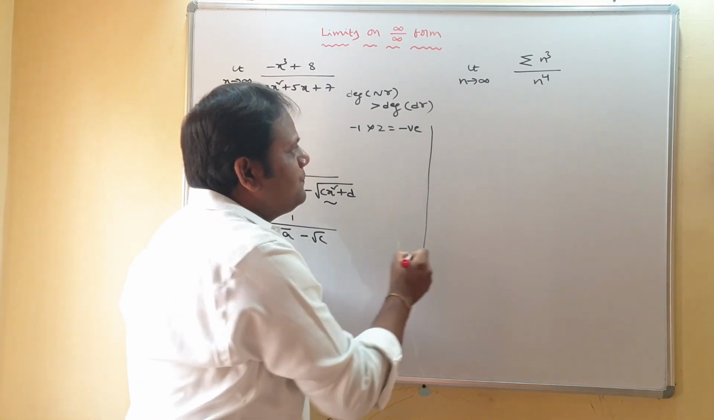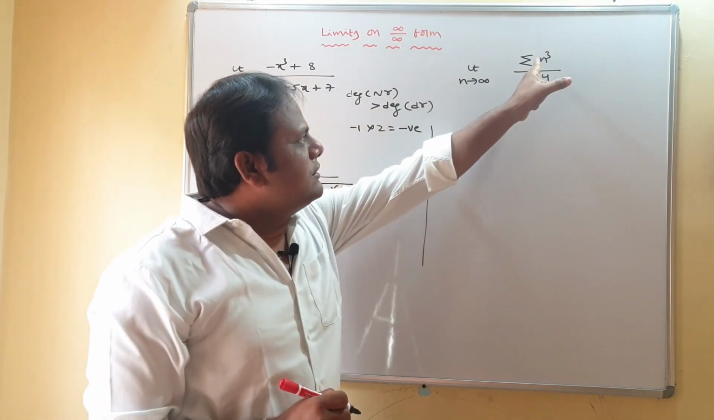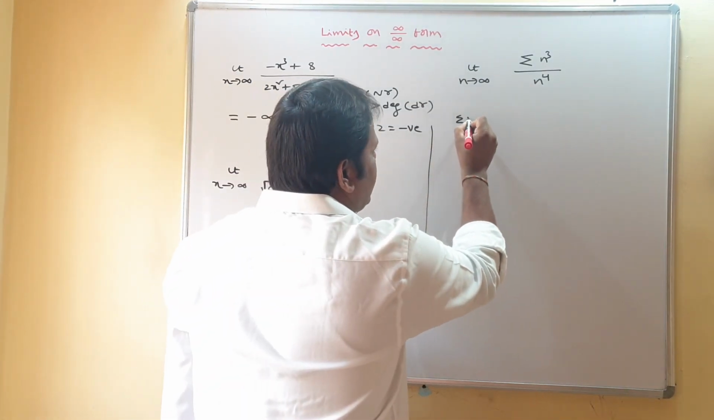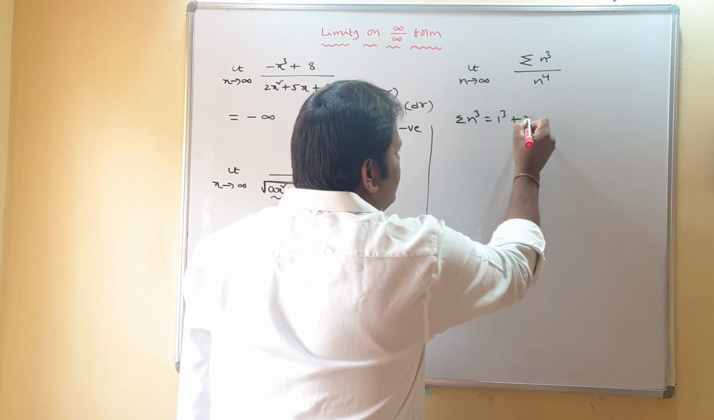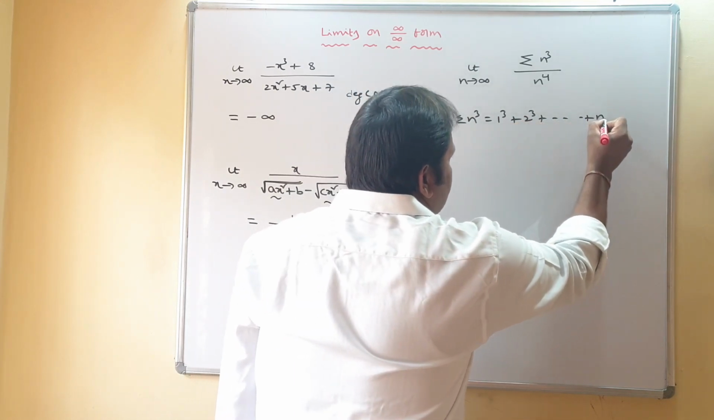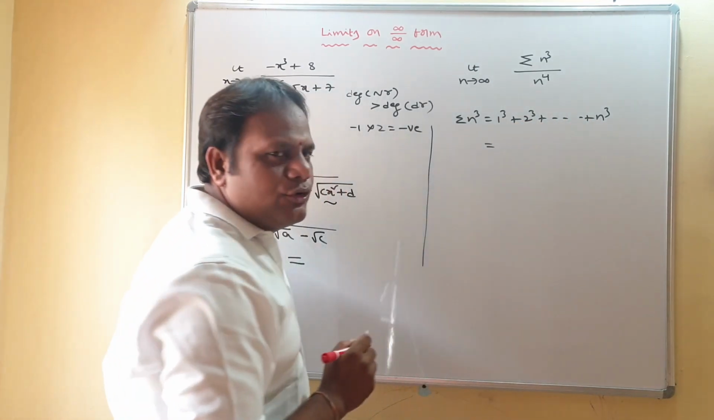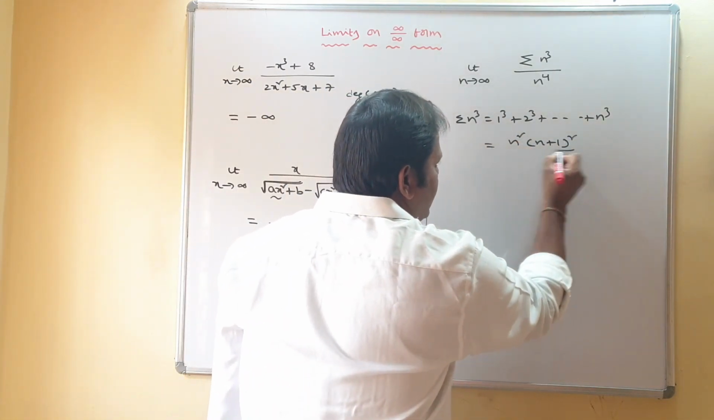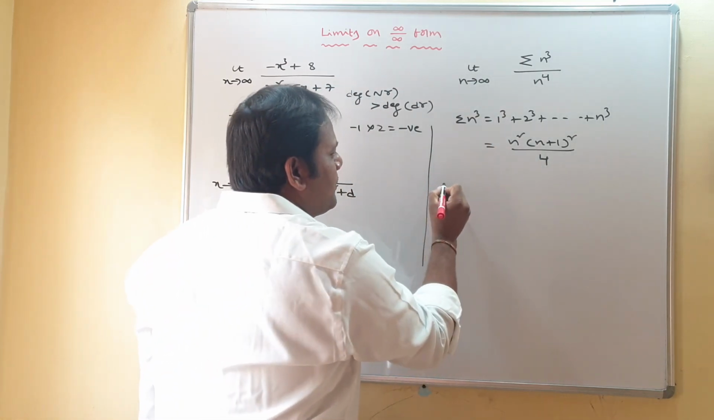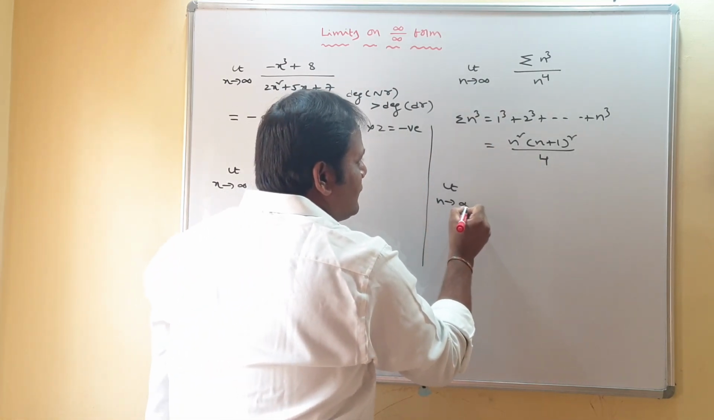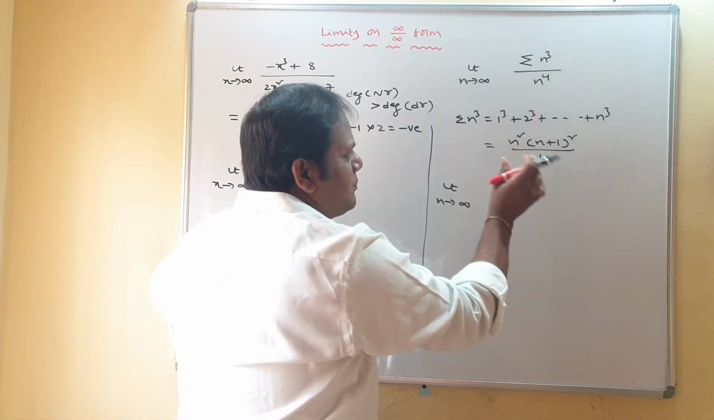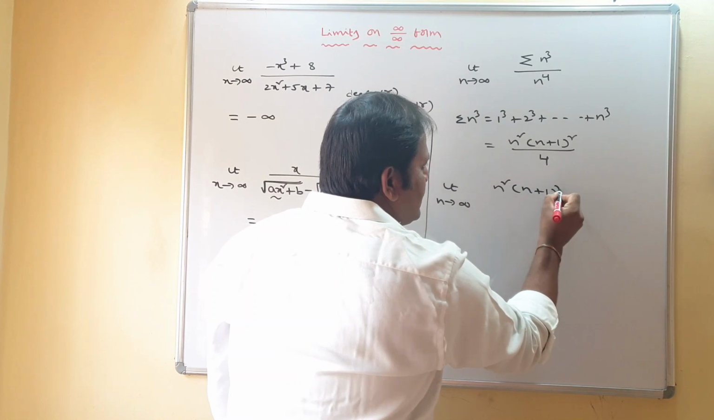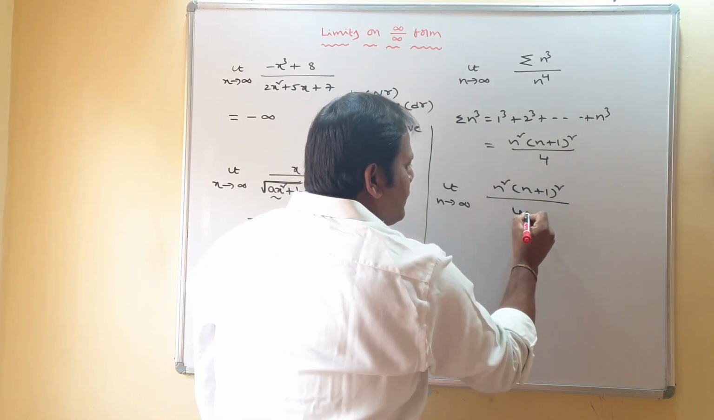Moving to this problem, limit n tends to infinity, sigma n cube by n power 4. You know what sigma n cube is: it is 1 cube, 2 cube, so on up to n cube. It is a standard result, you know that. That is n square into n plus 1 whole square by 4. Now the problem becomes limit n tends to infinity. You can replace sigma n cube with this. Then what do you get? n square into n plus 1 whole square by 4 n power 4.